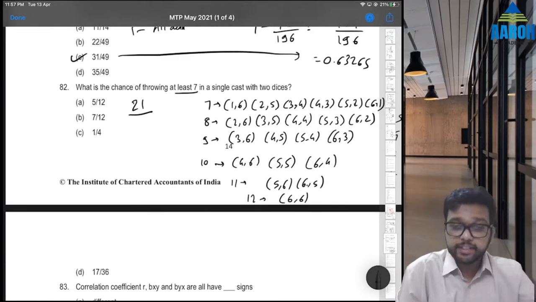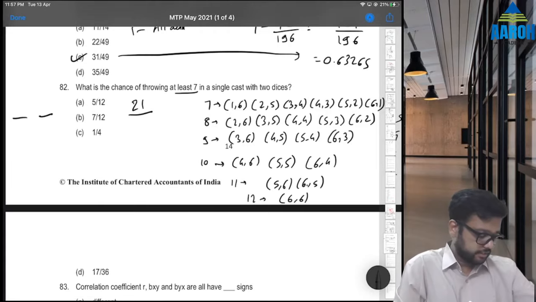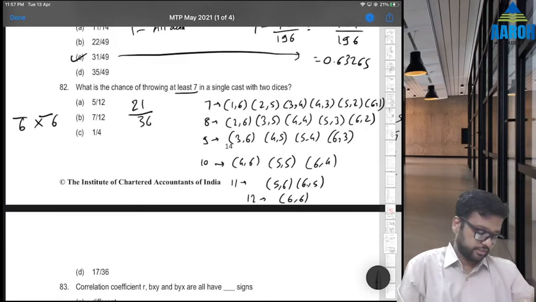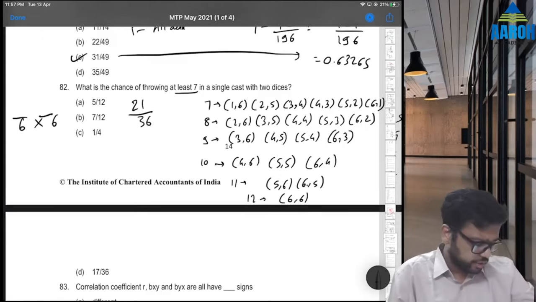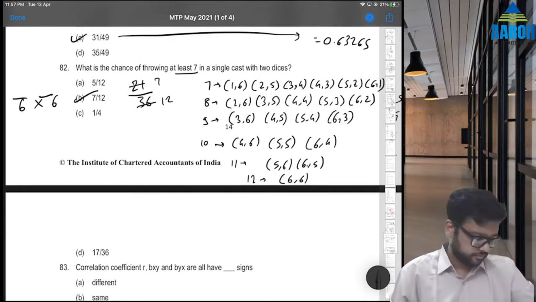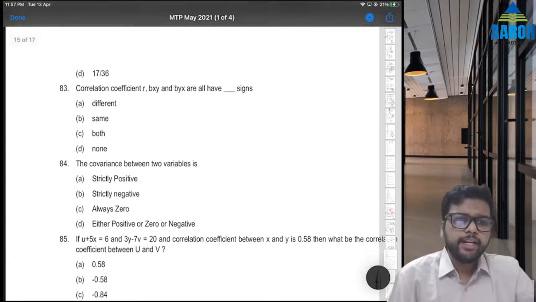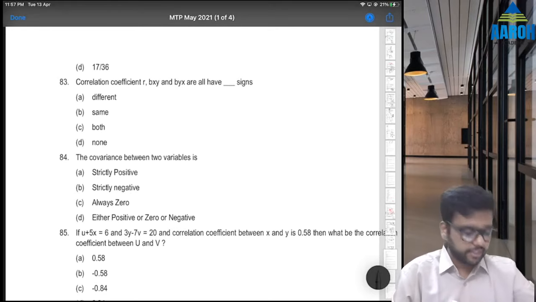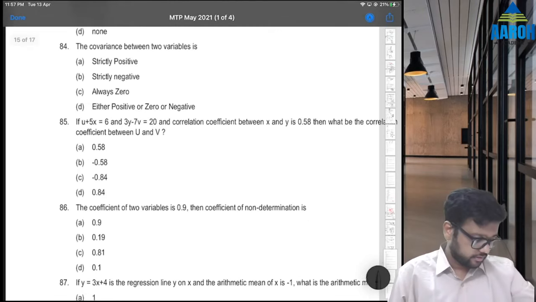2 dice means 36. I hope everyone knows, but how do we calculate it? First dice, second dice: 6 ways for the first dice and 6 ways for the second dice, so 36. 21 by 36, if we reduce by 3, it is 7 by 12. Option B. Next, question 83. Correlation coefficient, bxy and byx all have the same signs, that is the property.